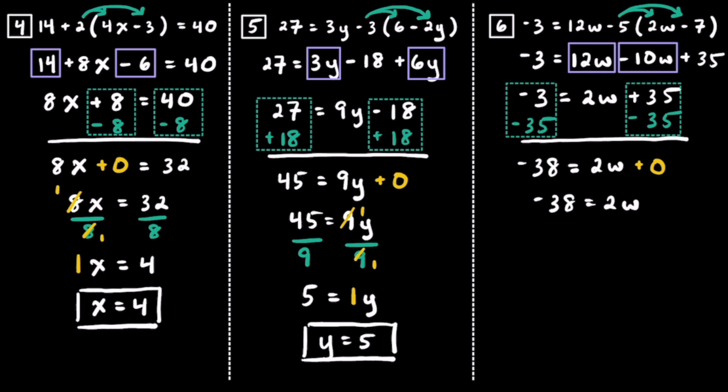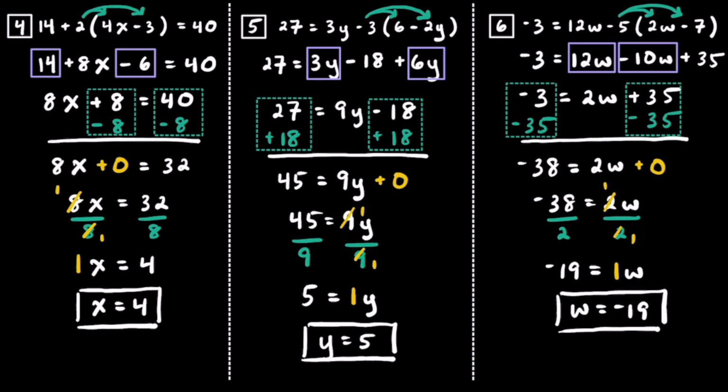And to get a coefficient of 1 for w, or to solve for 1w, we can go ahead and divide both sides by this positive 2. On the left, half of negative 38 is going to be a negative 19. And on the right side, this 2 over 2, as with all the other examples, is going to cancel out to make 1. So we're going to have 1w alone on the right side, and we can drop that 1 and say that w is equal to negative 19. There's our solution.